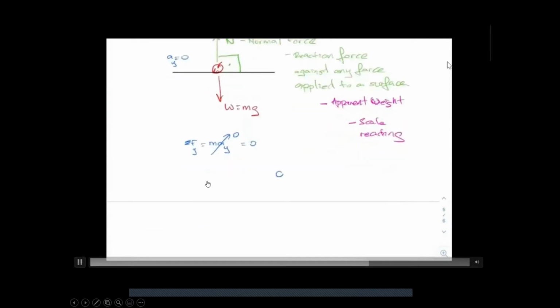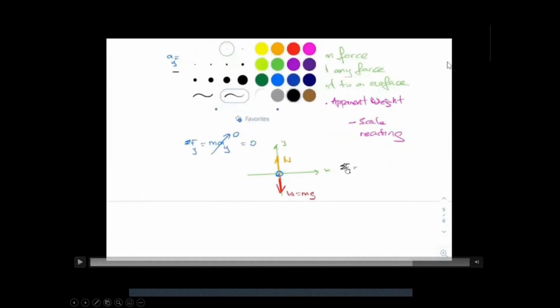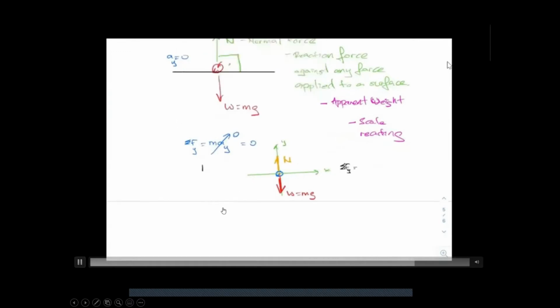All right, and then you can just sum up the forces. N is in the upward direction, W is in the downward direction. So when you sum up the forces, N is going to be positive, upward forces are positive, downward forces are negative. So N is positive, W is negative. And that's going to add up to zero because, like I said, there's no acceleration in the y direction. Which means that your N and W will be the same.